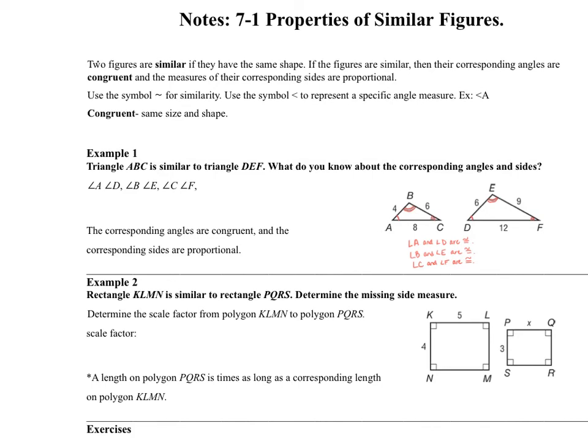Based on that, they gave us a similarity statement right here. So I'm going to write that similarity statement in words, or in letters. I'm going to say triangle ABC is similar to triangle DEF. And I don't know if that's already on your paper because, like I said, they took some of the missing stuff off.